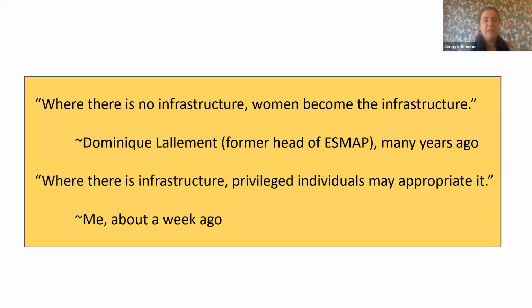I like this quote. This was from Dominique Laudemont. She worked at the World Bank, was the head of SMAP, and she said, where there's no infrastructure, women become the infrastructure. And by that she meant, where there's no piped water, women oftentimes carry the water. Where there are no roads or transportation, a lot of women, and men also, will manually carry goods to and from. And one thing, as I was reflecting on this just last week, is that where there is infrastructure, we really have to consider the risk that it may be appropriated by people who are in more privileged positions of power, vis-a-vis each other. Next slide.